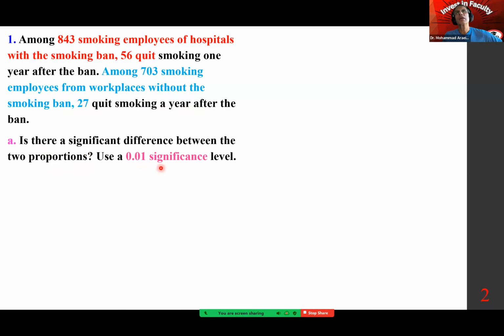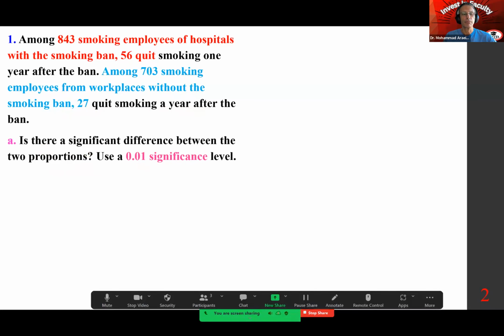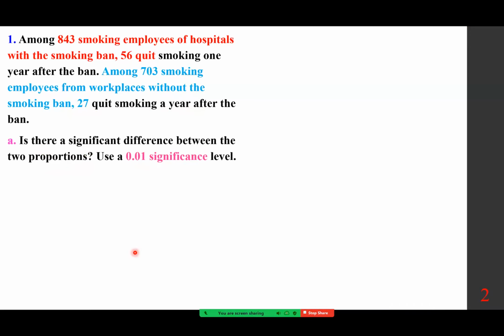Well, first and foremost, let us write what is given, everybody. We are dealing with the binomial distributions because the outcomes are either quit smoking or not. N1 is 843, 56 quit, and N2 is 703, 27 quit. Alpha is 0.01. The very first step is to write H0 and H1.